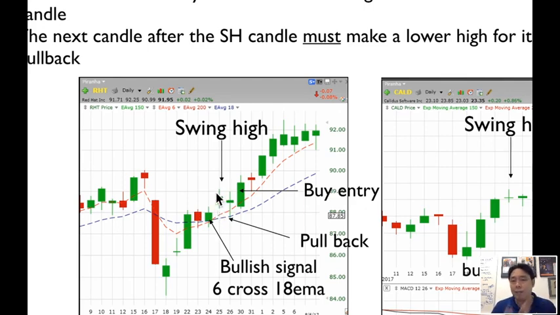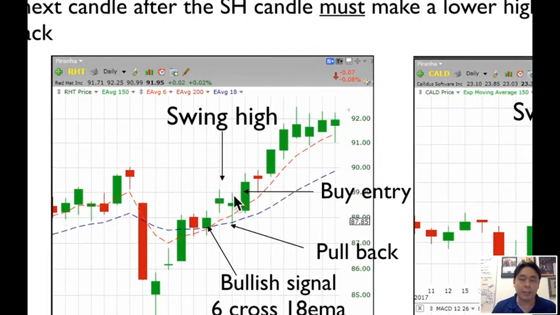Now, immediately right after the swing high, we need to see a pullback candle. A pullback candle must make a lower high than the swing high. So this makes a lower high than this, hence it's a pullback. It's because of profit taking that it pulls back. Now, what if the next candle makes a higher high? Well, then the trade is invalid. It is not a valid trade. Why? Because the swing high must come right at or right after that bullish signal cross. If the swing high comes 1 or 2 candles later, it's not a valid trade for the impulse pullback.